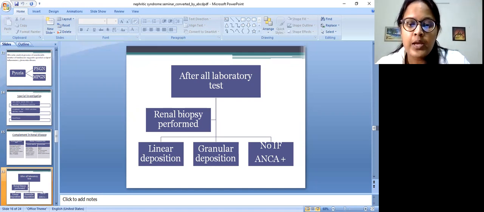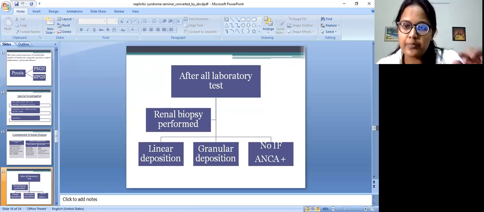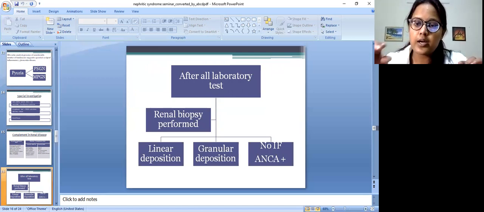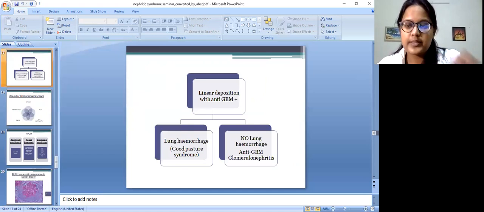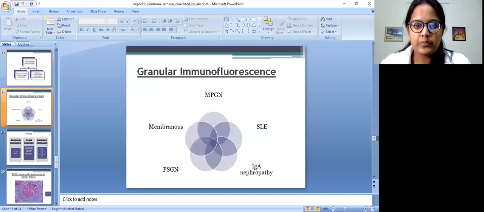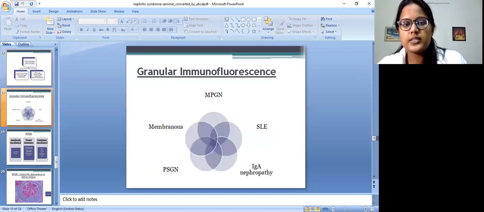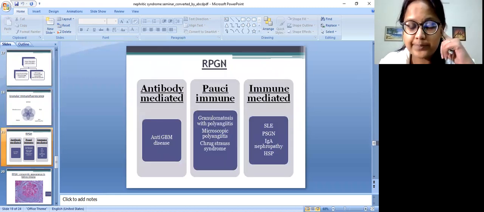You will have two types of formations on IFA. Either the linear deposition, like in anti-GBM antibody disease, you will have a membrane and antibodies are formed against the whole of the membrane. So in that case, you will have a linear deposition throughout the glomerular membrane, antigen antibody complex will be deposited. But in other cases, you will have granular deposition where there is patchy deposition depending upon the area involved, right? So this is the example which I have given already. All other causes show granular immunofluorescence except this anti-GBM disease, which shows linear immunofluorescence pattern.